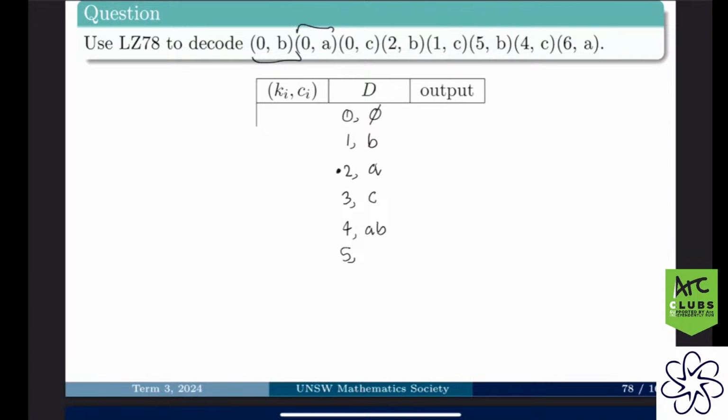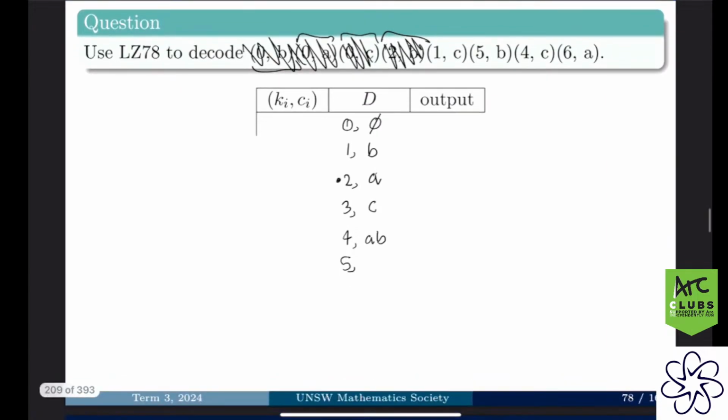5 is going to be this one, so I'm actually going to cross it out. It was the first element, we appended a C to it, so this is going to be BC. Then 6 is going to be 5, we appended a B to it, so 6 is going to be BCB. 7 is going to be 4, we appended a C to it, so that was AB, we appended a C, so ABC. And then the 8th element in our dictionary is going to be the 6th element, we appended an A to it, so BCBA.